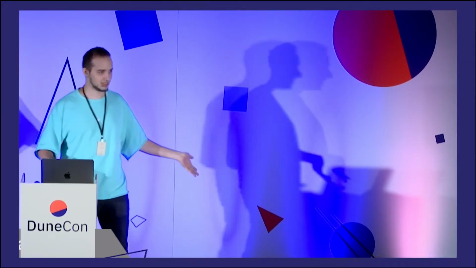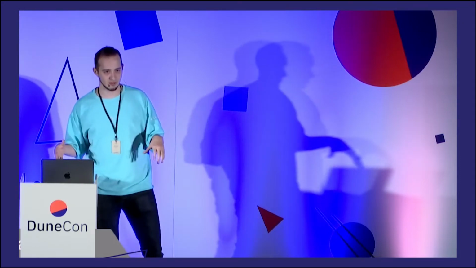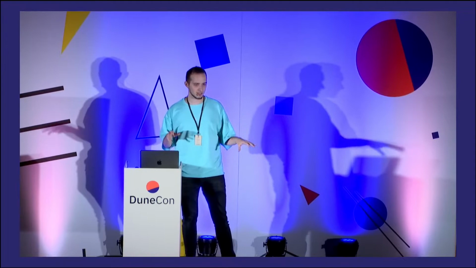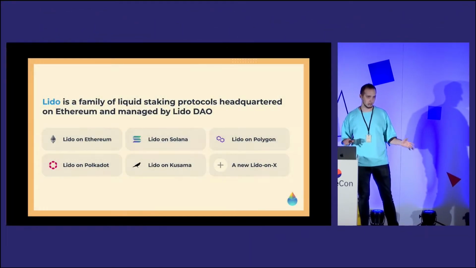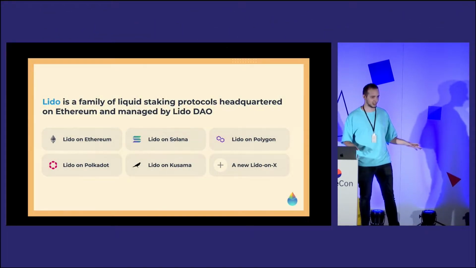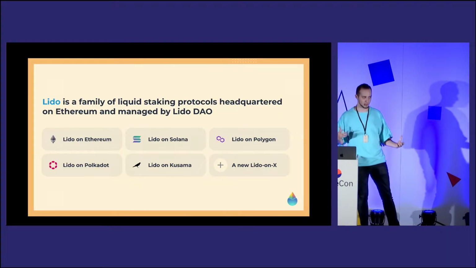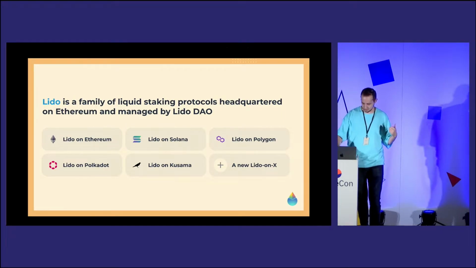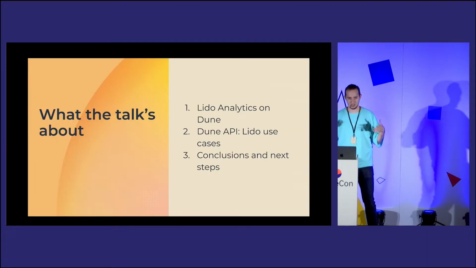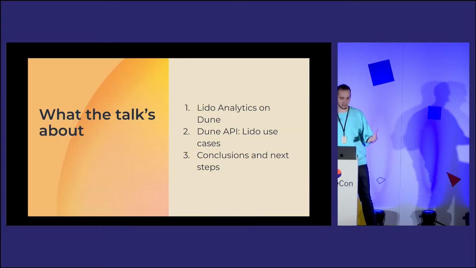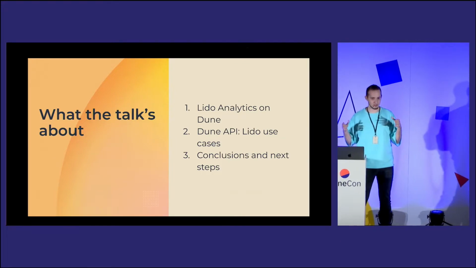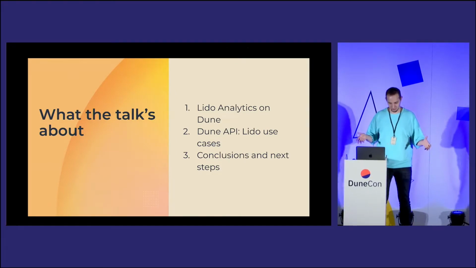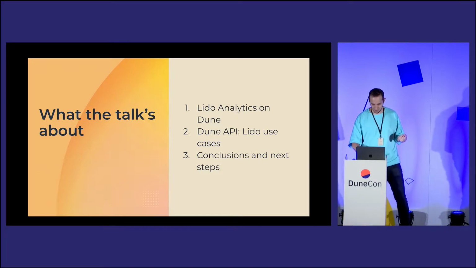So what is Lido? Lido is a liquid staking protocol. We are operating in 5 different blockchains. Currently we have about 30% of all staked ETH, with a total value locked of about $7.6 billion. And today I'm going to present how the Lido team creates analytics on Dune, some results of Dune API testing, and some conclusions. So let's start.